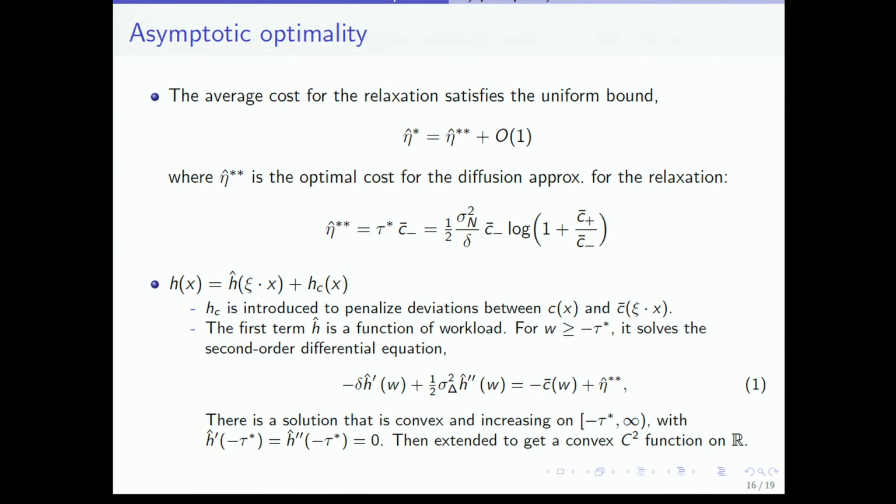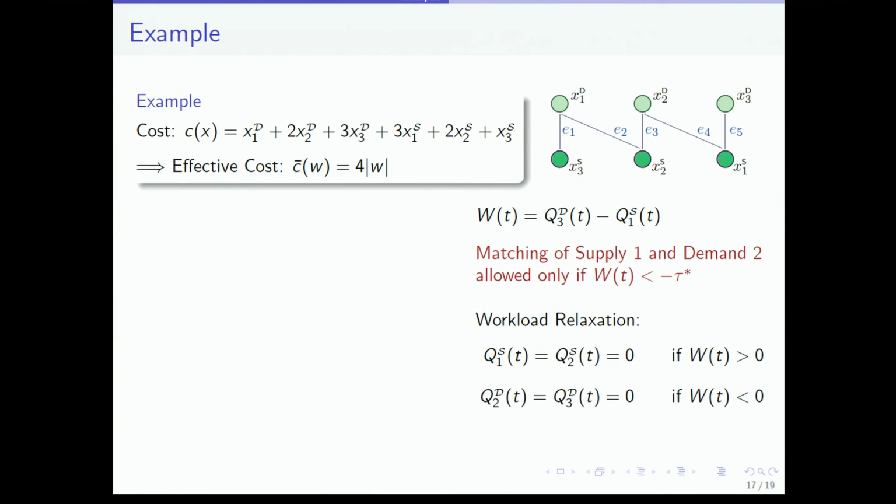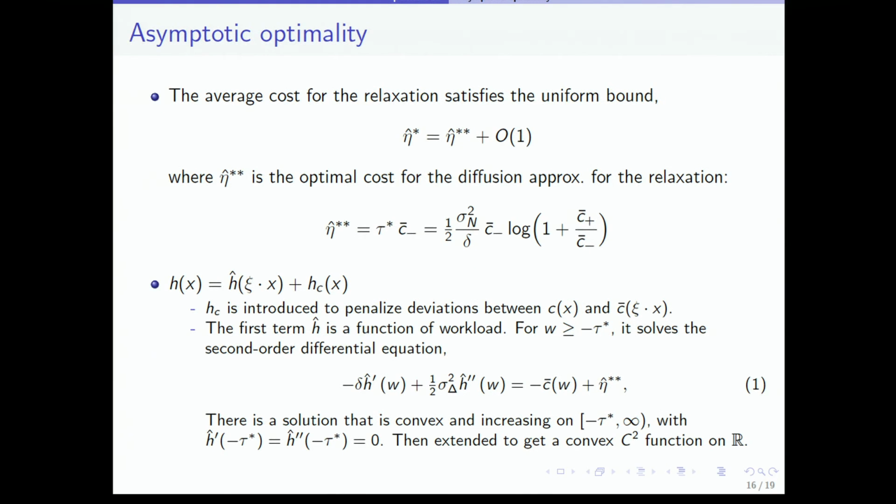Some idea on what H is: it's a combination of two terms. One is a function of workload, and it's also obtained from this workload relaxation and links with diffusion. And the second term induces a penalty if your actual cost is deviating too much from this effective cost. Okay. So I was just trying to give some intuition behind the threshold.